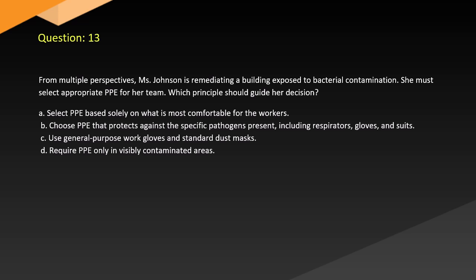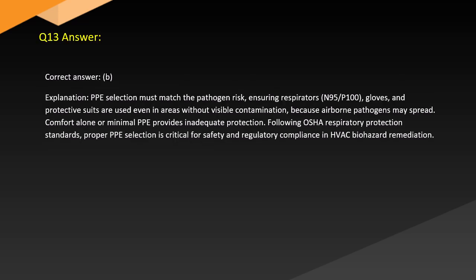C. Use general-purpose work gloves and standard dust masks. D. Require PPE only in visibly contaminated areas. Answer. Correct answer: B. Explanation. PPE selection must match the pathogen risk, ensuring respirators, gloves, and protective suits are used even in areas without visible contamination because airborne pathogens may spread.